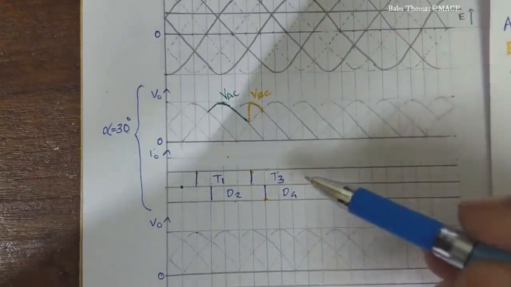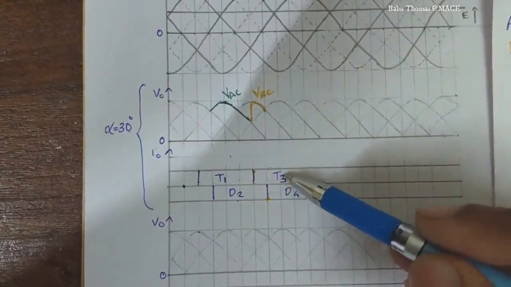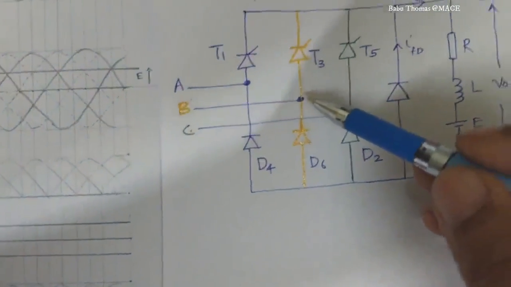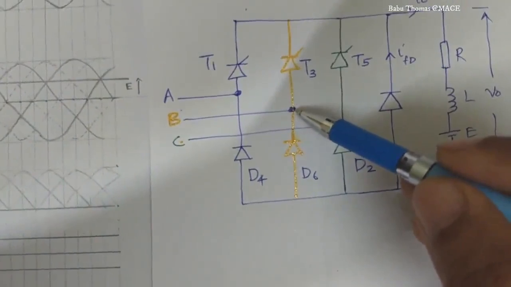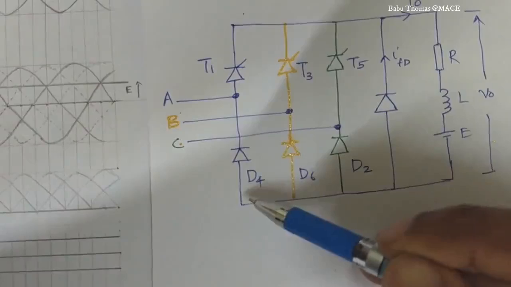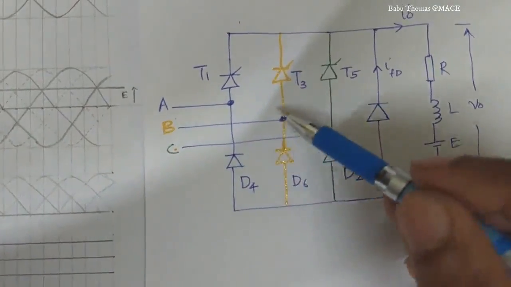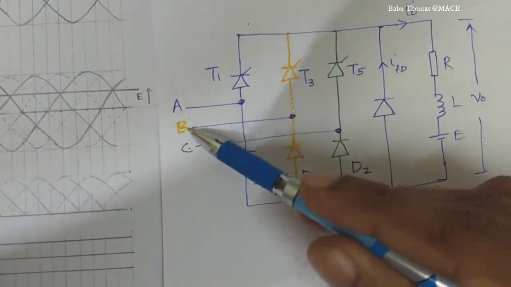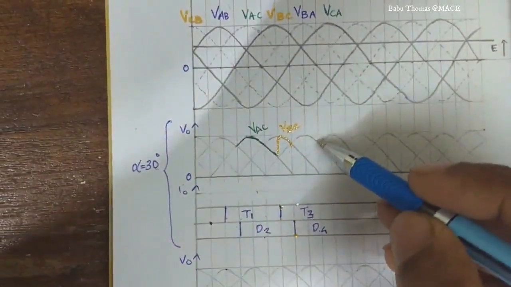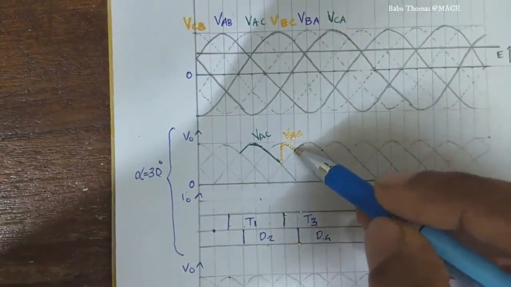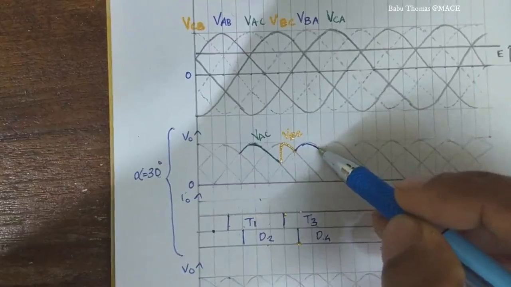So therefore we can say that now T3 and D4 are in the conduction mode, and here you can observe the path is T3, load, and D4 back to A. So the voltage which is coming across the device is nothing but VBA. That VBA we can plot over here, corresponding to VBA like this.